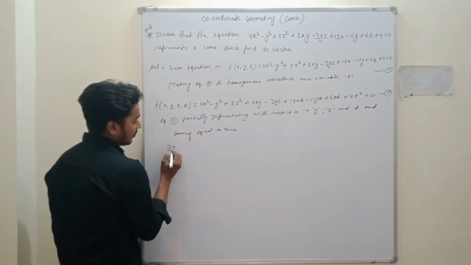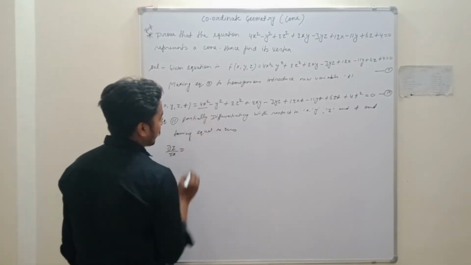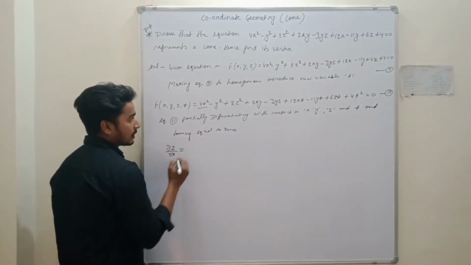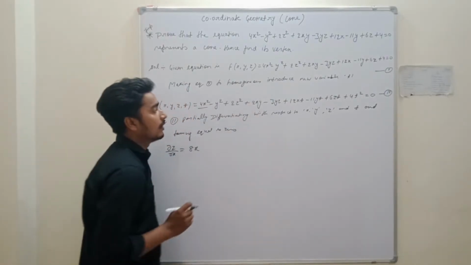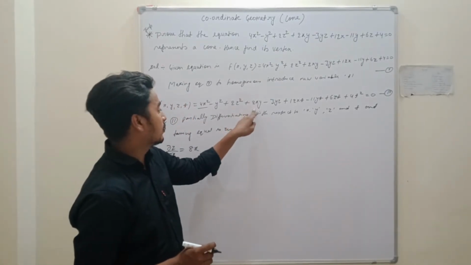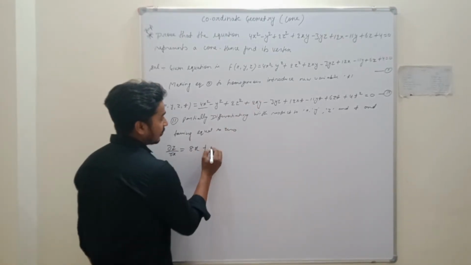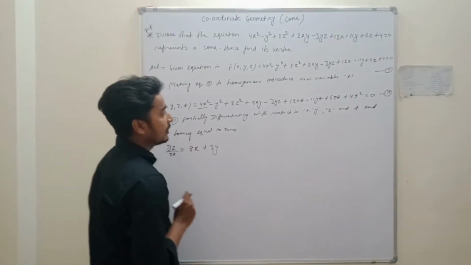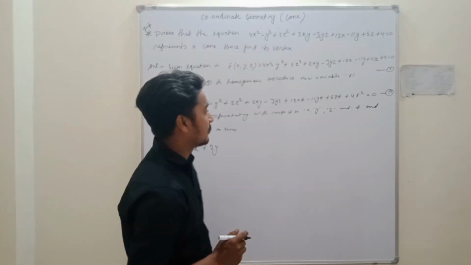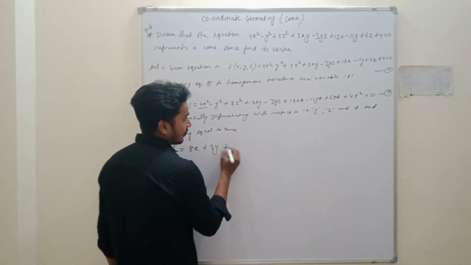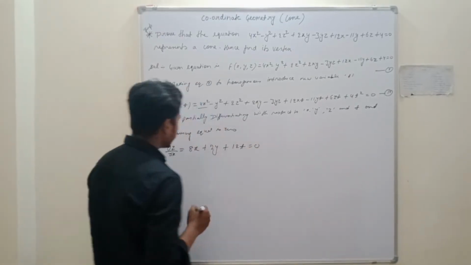This gives ∂f/∂x = 8x from 4x², plus 2y from 2xy, since 2y is constant and x differentiates to 1. Similarly for 12xt, 12t is constant, so we get 12t, and this is equal to 0.